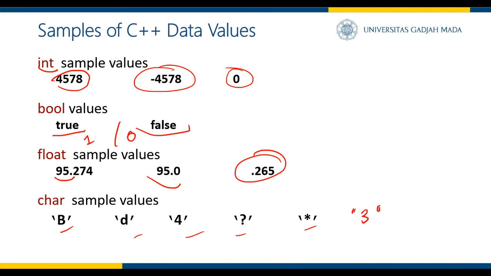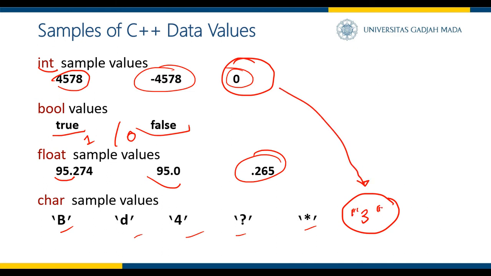So how to differentiate a number which is a character and a number which is literally a number? The difference is when you type the number in quotes like this one, then it will be treated as a character. But if you just input the number without the quotes, then it will be stored and processed as an integer.